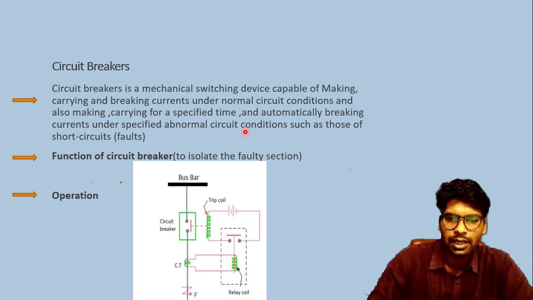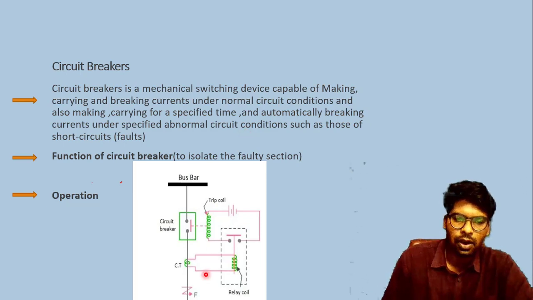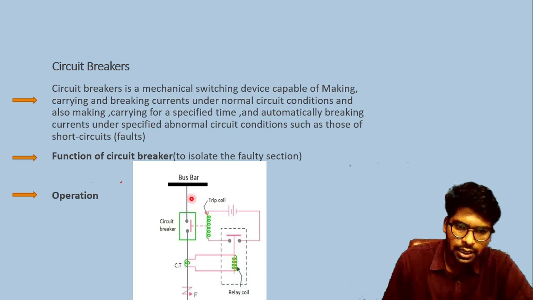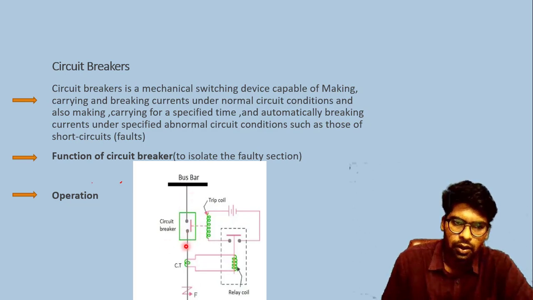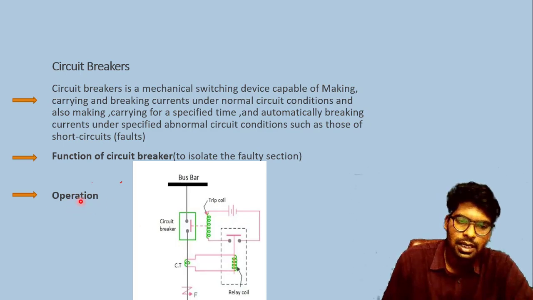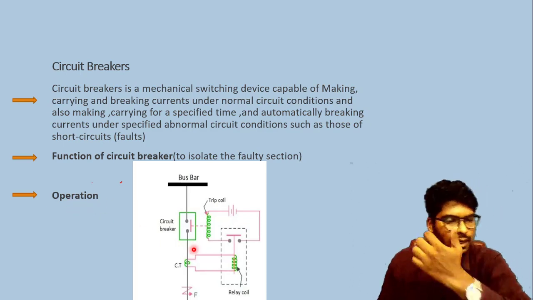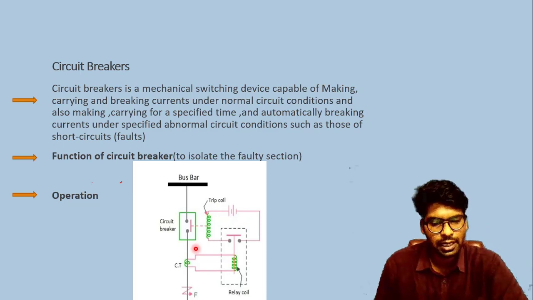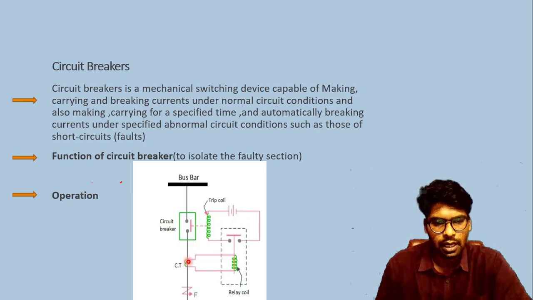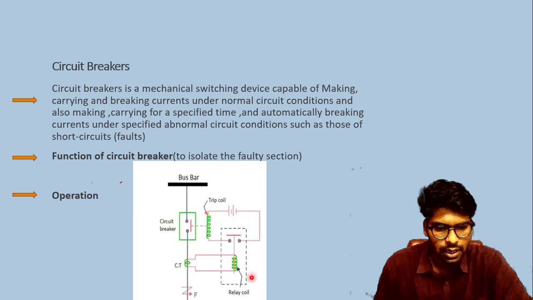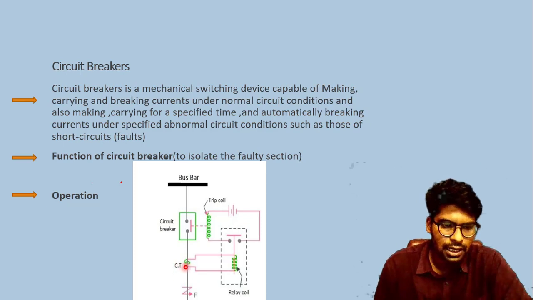The function of the circuit breaker is mainly to isolate the faulty section. If a fault occurs here, the circuit breaker will operate and this faulty section will be removed. The switchgear protection equipment needs transducers like a current transformer, a relay coil, relays and a circuit breaker. When a fault occurs, a high amount of current will flow, which is sensed by the current transformer.